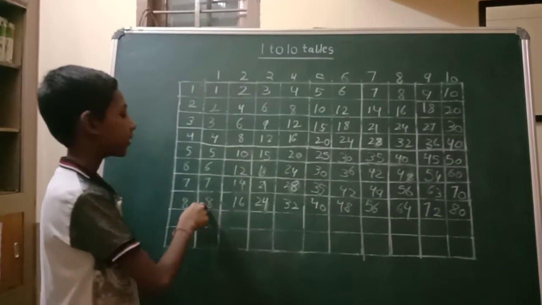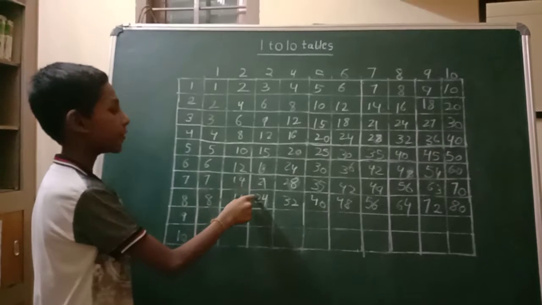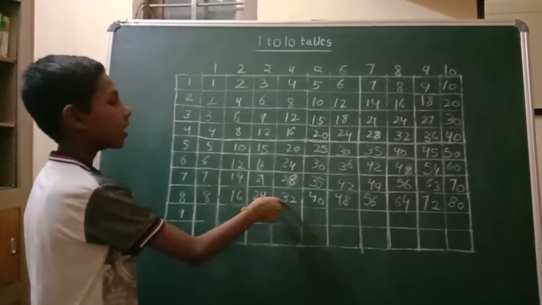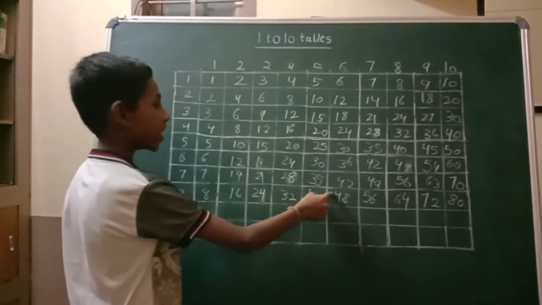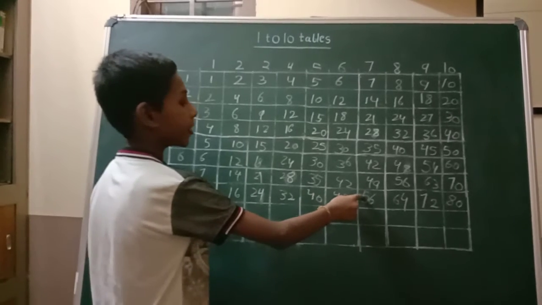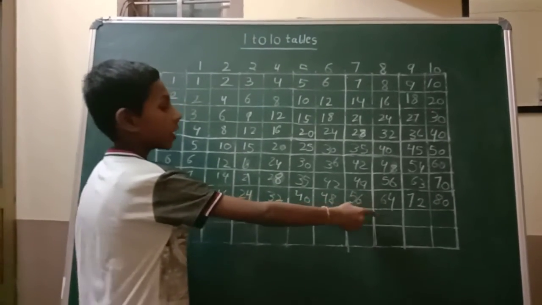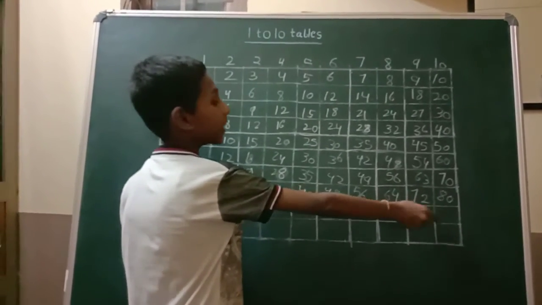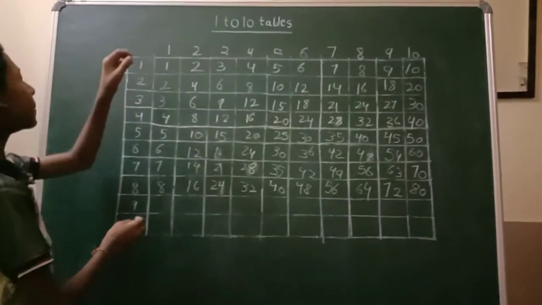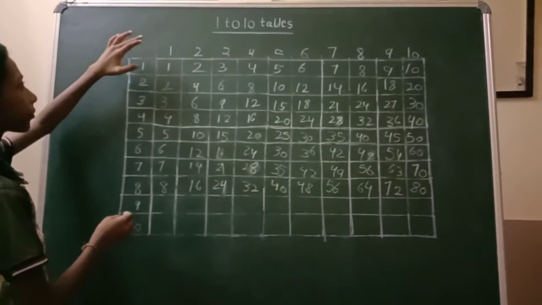8 ones are 8, 8 twos are 16, 8 threes are 24, 8 fours are 32, 8 fives are 40, 8 sixes are 48, 8 sevens are 56, 8 eights are 64, 8 nines are 72, and last 8 tens are 80. I am writing table of 9.